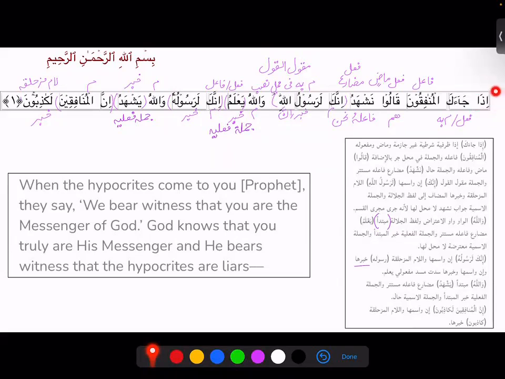And one more thing about idha: when idha comes, even though it is ja'aka, which is fil madi, how are we gonna translate it? When in the future tense. When they come, munafiqun will come. So always idha, even if it is with the madi, is going to give the meaning of future. Okay, so these are the things about idha.